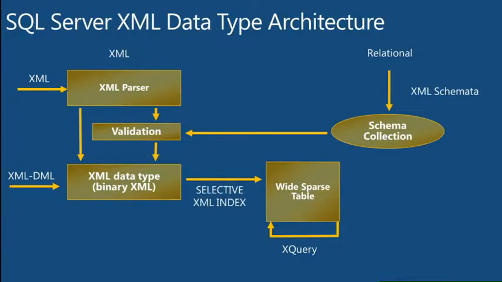Now, in the future, you will also be able to have a selective XML index, which will then basically do the same thing, promoting the properties that we want out into what we call a white sparse table. And then you can, again, define secondary indices on top of that.